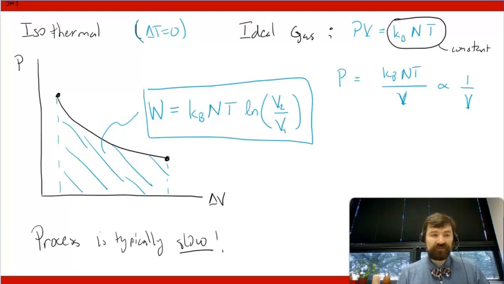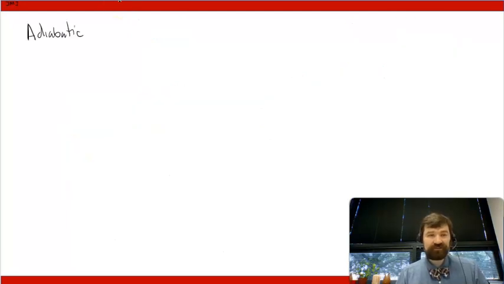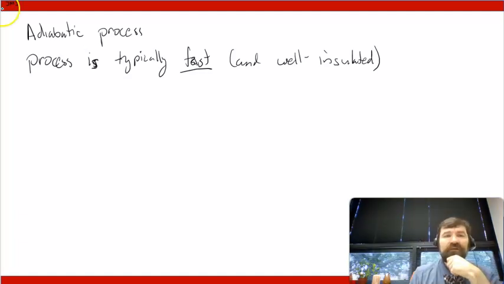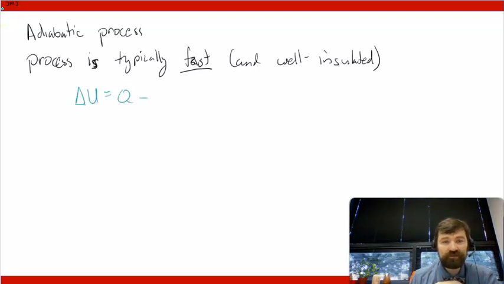This is in contrast, by the way, to the last process, which is the adiabatic process. Adiabatic process means that there is no heat transfer, or no net heat transfer, in the process. And so that means that this process typically needs to happen very quickly and preferably in a system that is well insulated. The equation that goes with this is that since delta U is Q minus W and Q is 0, it follows that delta U is just equal to negative W.